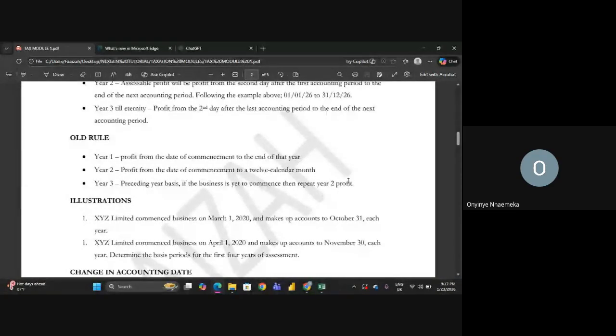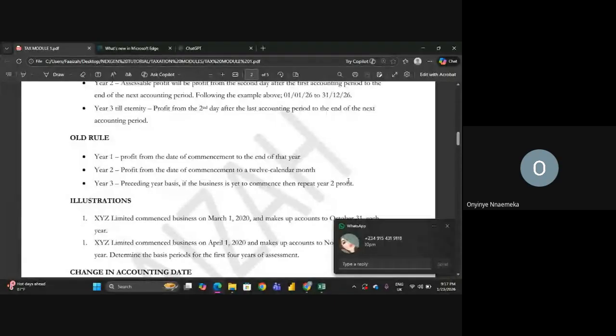Now, old rule says that for year one, the profit will be what? Profit from the date of commencement to the end of that year. Second year will be profit from date of commencement to a 12 calendar month. While the third year will be what? On preceding year basis. So now, this old rule, year one and year two, did not follow the preceding year basis.